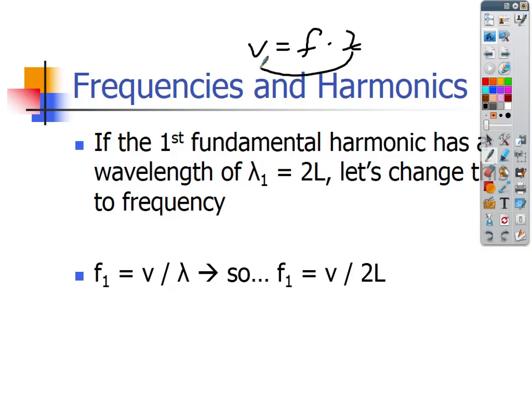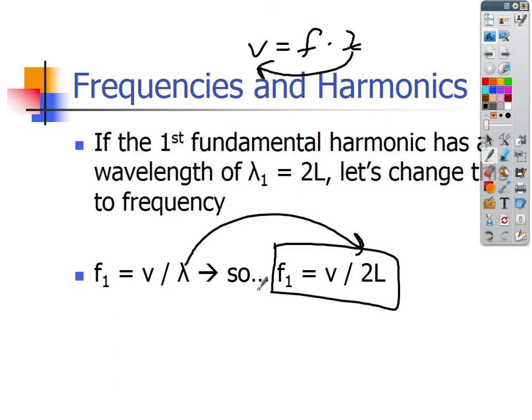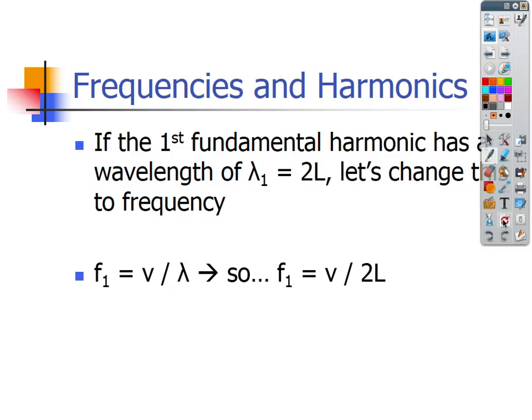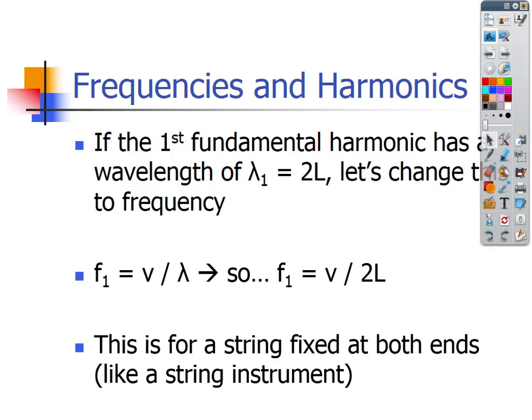silly, bring wavelength to the other side. Fundamental frequency equals v over lambda. What am I going to replace lambda with? 2L. So this is the fundamental frequency of a fixed end situation, always. That's the nice thing. Always. So it's v over 2L always. And that's what I have right now.